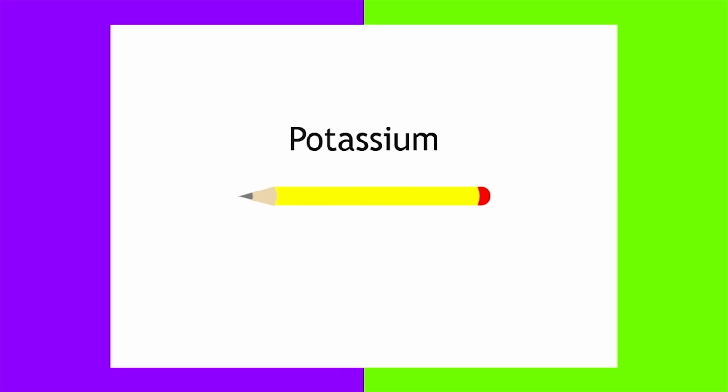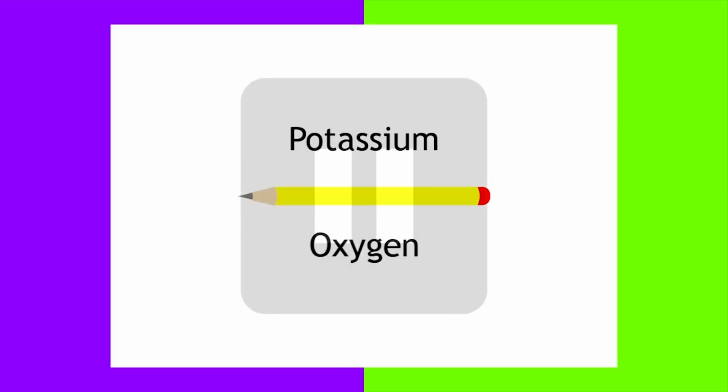Let's grab a piece of paper and pencil and draw the electronic structure of potassium and oxygen. Please pause the lesson and resume once you are done.